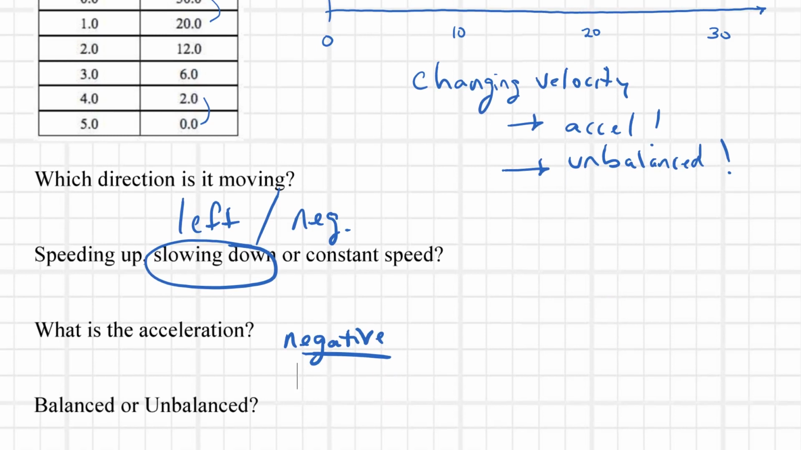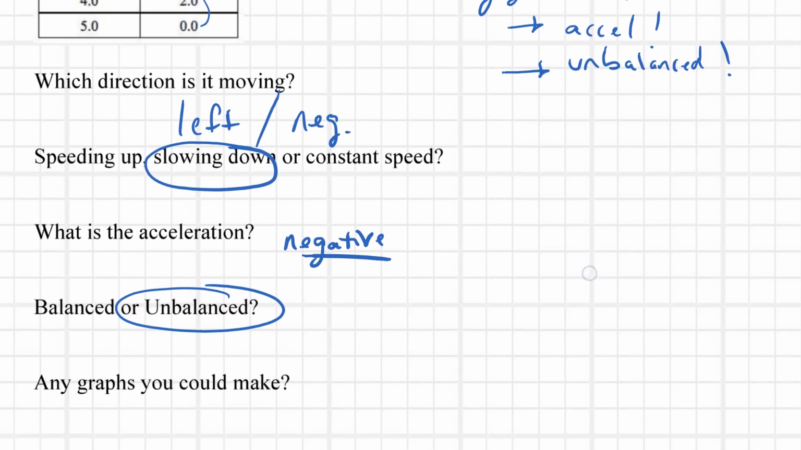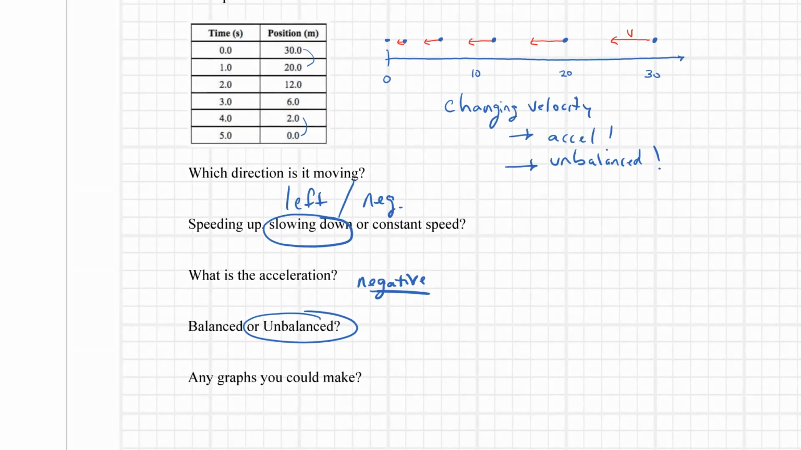Is it balanced or unbalanced? Unbalanced. Any graphs you could make? Well, let's just see. Could we make a position time graph? And all the numbers are positive, so I'll just go like that. So a position time graph, we would start at 30. No, here's 30. We'd end at 0, and our time goes up to what, 5? So kind of go like this, right? We have that curve that way.